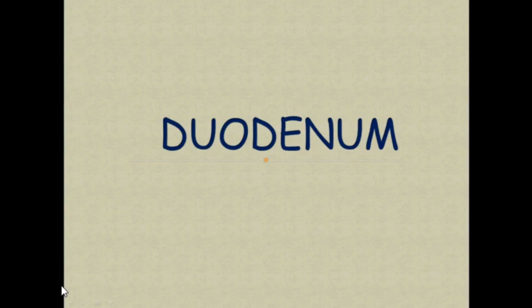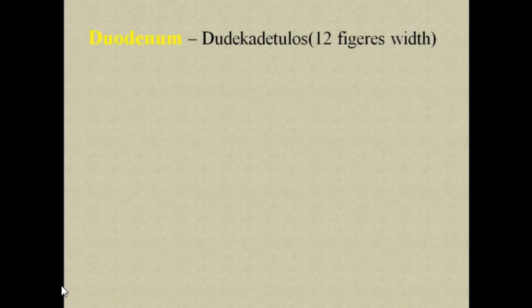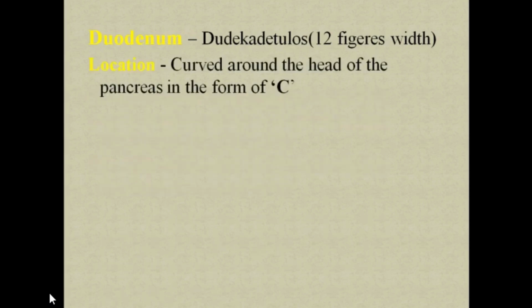So now we will get to see some slides which deal with duodenum. Talking about duodenum, it is actually a Latin word which is a modified form of the Greek word duodecadactylus. The word means 12 fingers width. So the length of the duodenum is equal to 12 fingers width. Sorry about the spelling of fingers.